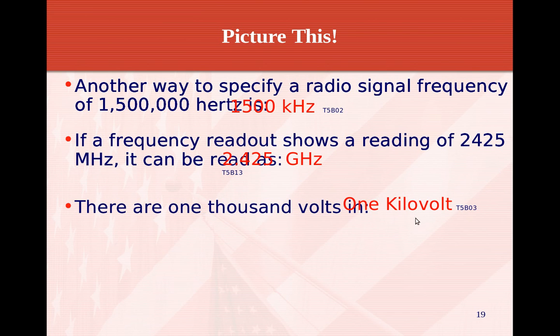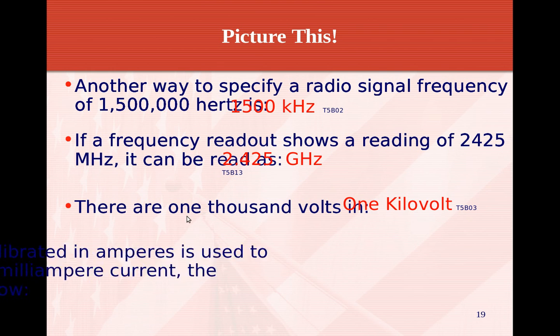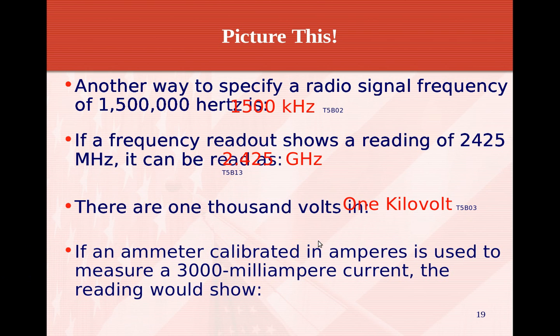If there were 1,000 volts, it'd be 1 kilovolt. If an ammeter is calibrated in amps and it's used to measure 3,000 milliamperes of current, the reading would show 3 amps. So we want to go from milliamps to amps, go to the left 3 decimal places, 3 amps. Now if we're going the other direction, from kilohertz to hertz, we move to the right 3 places. So if you're going to go up in powers of 10, you go to the left. If you want to go down in powers of 10, you go right.